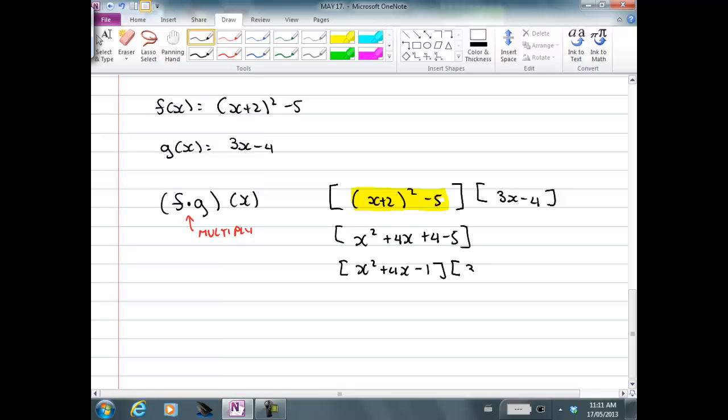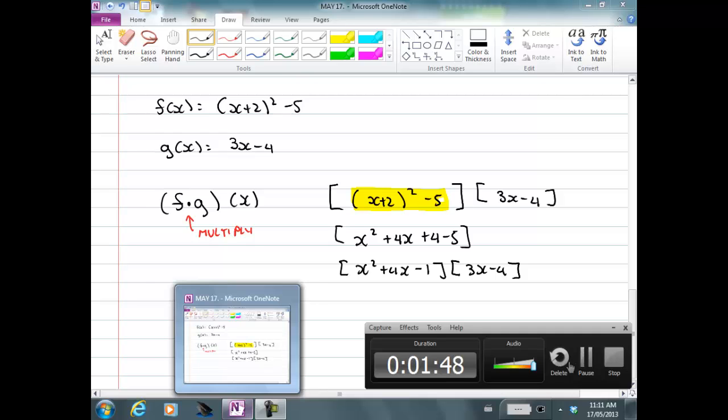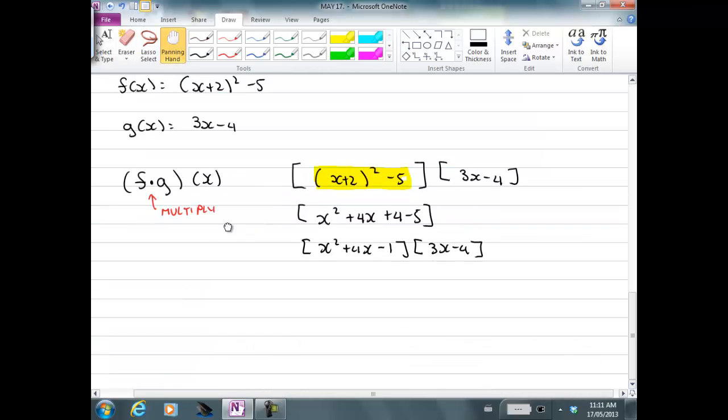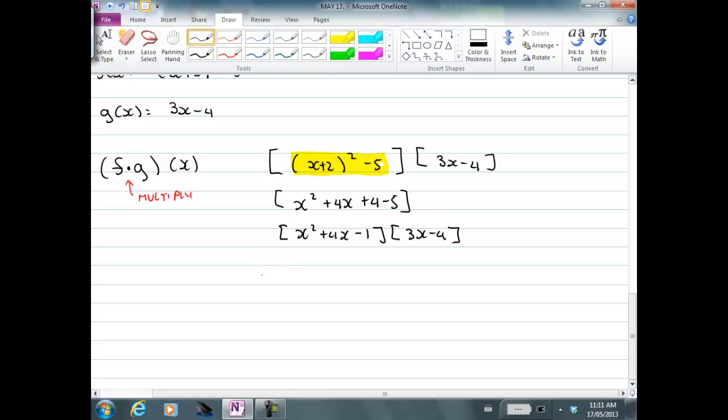So now you can go ahead. I'm going to pause it again and let you continue on. Foil this part for me. If you did it right, I'm going to expand this for you. You should have 3x cubed minus 4x squared plus 12x squared minus 16x minus 3x plus 4. But that really simplifies into 3x cubed plus 8x squared minus 19x plus 4. Voila. That is multiplication. It's no different than division.